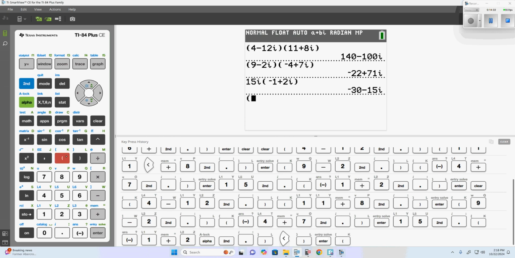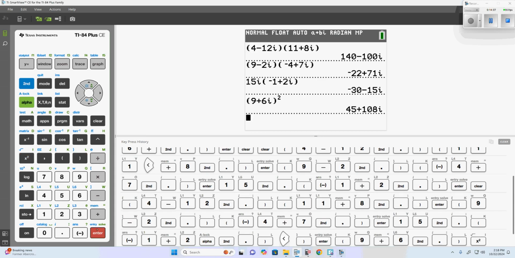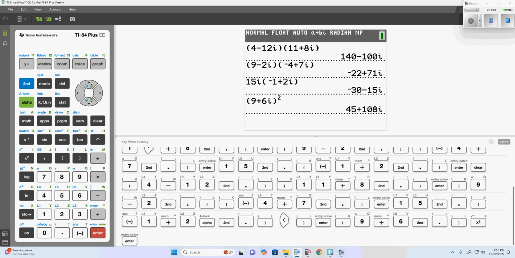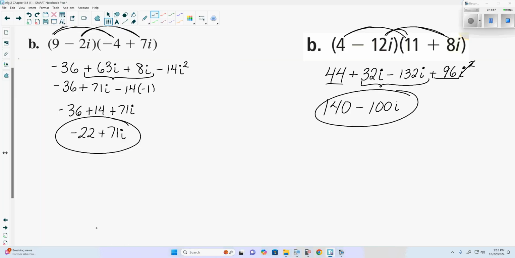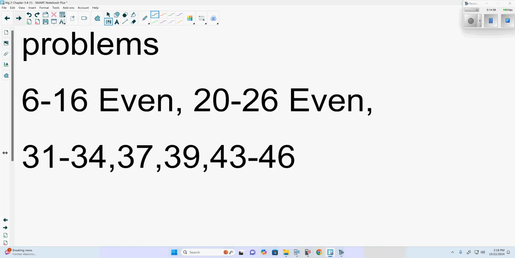I mean, if we wanted to, we could say 9 plus 6i squared. So give us the answer. Might be a little big, but let's say 8. Still works. Numbers get bigger. That's it.